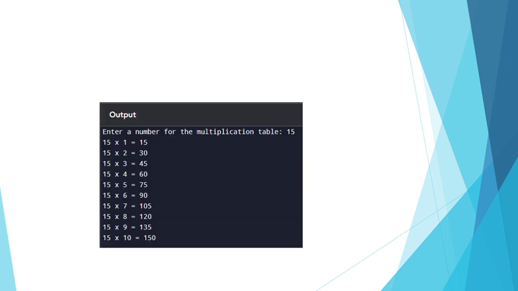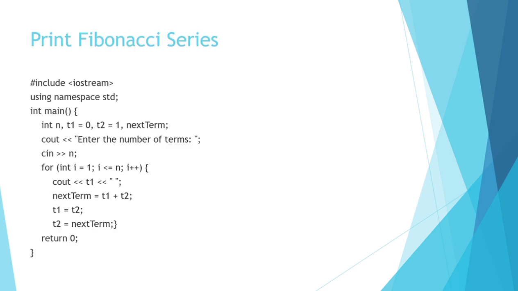After successful execution, the output of the program will be this. Print Fibonacci series. int n, t1 = 0, t2 = 1, nextTerm; Here, 4 variables are declared. n, this integer variable stores the number of terms that the user wants to see in the Fibonacci sequence.